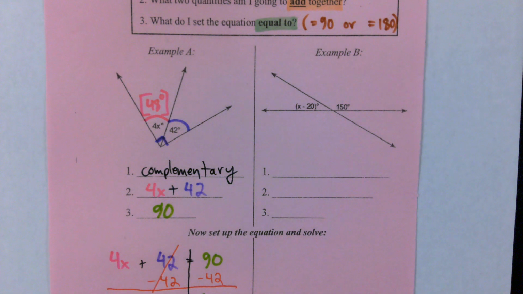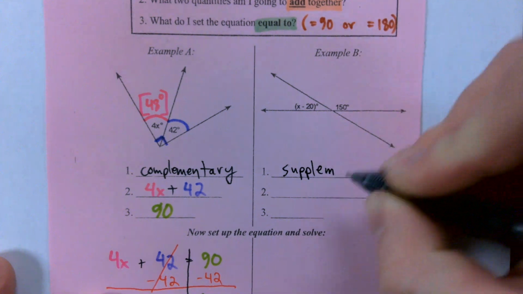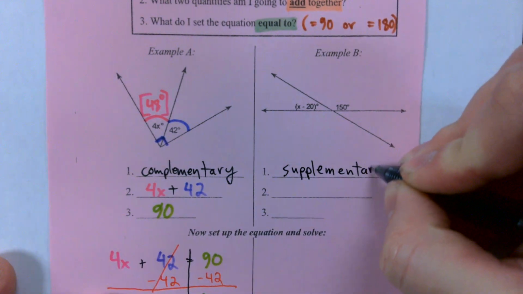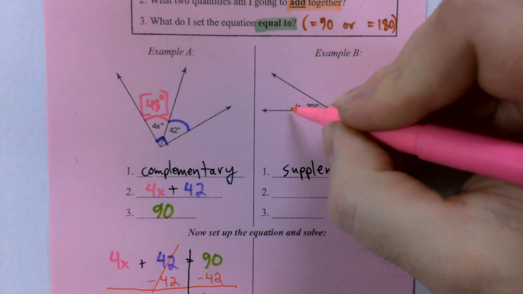So, example B. What type of relationship do we have here now? I already said it, but supplementary, right? How do we know, again, that these are supplementary angles? Close. Very close. Because they add up to 180.